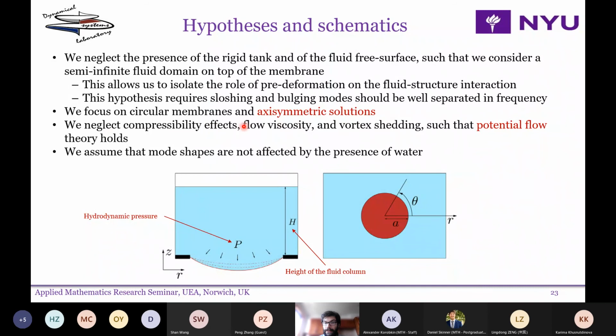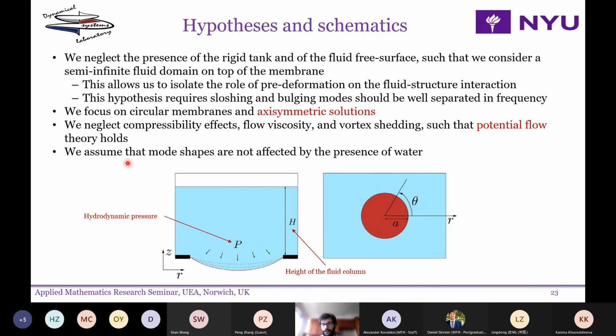axisymmetric solutions, and for the fluid, we neglect the compressibility effects, the flow viscosity, and the vortex shedding. In this way, we can utilize the potential flow theory to describe the motion of the flow. In particular, something that is very important for our purpose is that we assume that the mode shapes are not affected by the presence of water. So the mode shapes in vacuum are the same as the mode shapes in water. This has been shown experimentally from our experiment, and it's very important because it allows us to compute the mode shapes from the in-vacuum case.